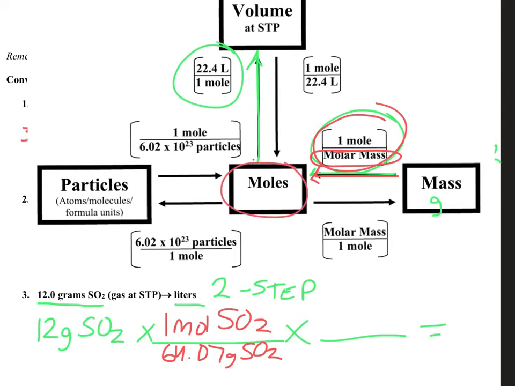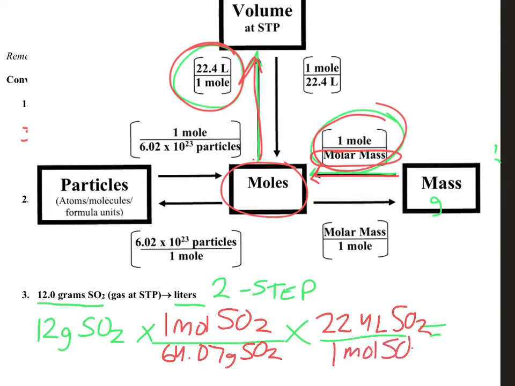Next, now that I'm in mole island, I'm going to head up to volume island, and the conversion factor tells me to put 22.4 liters of SO2 up on top for every 1 mole of SO2 if it's at STP. STP, remember, stands for standard temperature and pressure. We'll get more into that way deeper when we get into gas laws. But let's see, grams of SO2 cancel, moles of SO2 cancel.